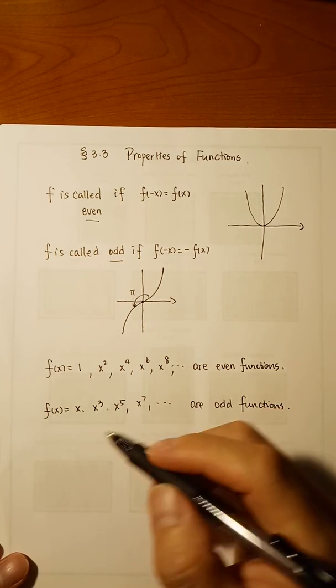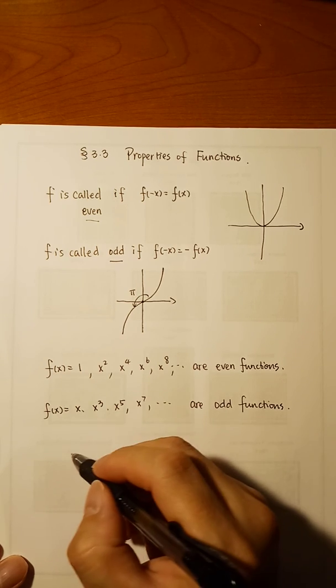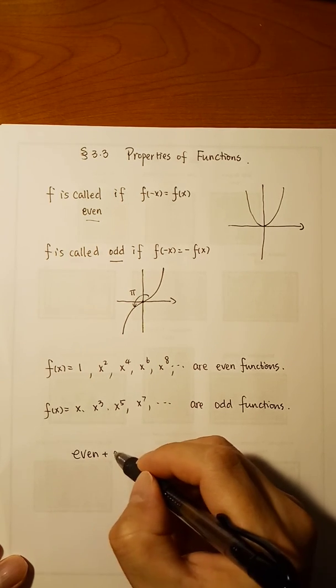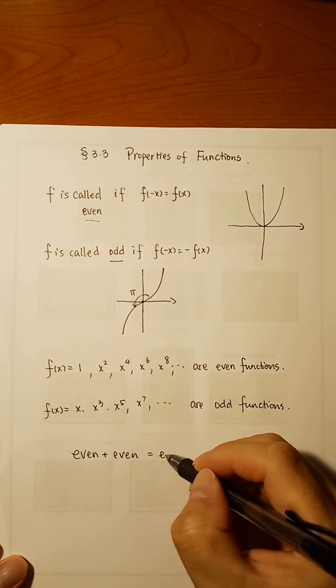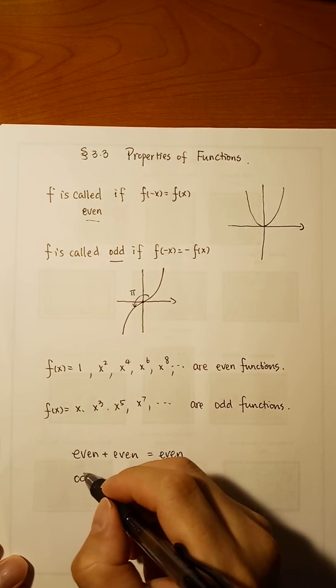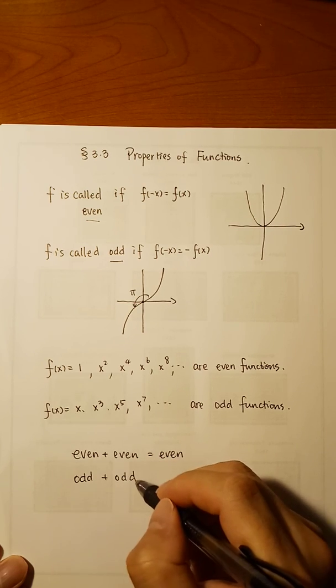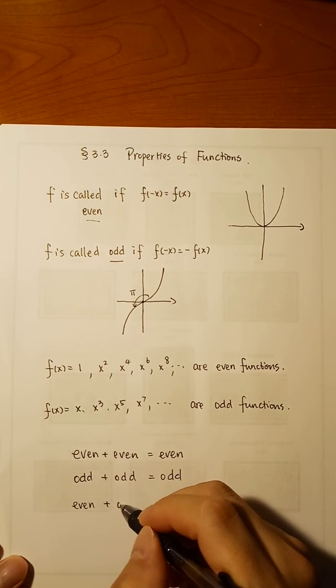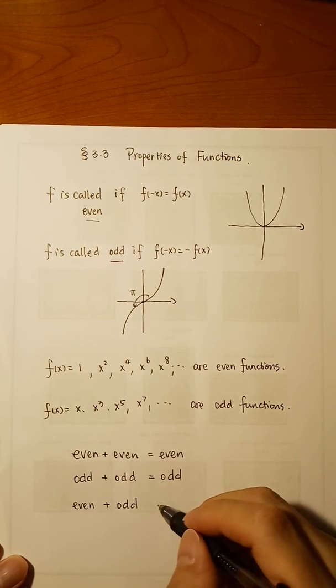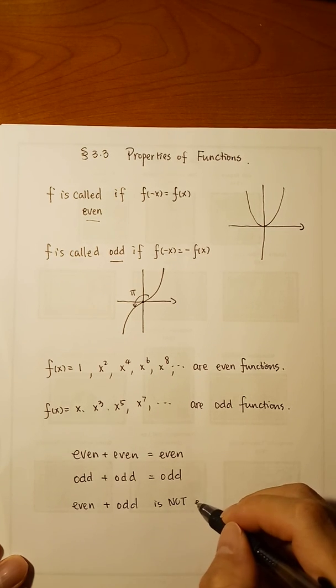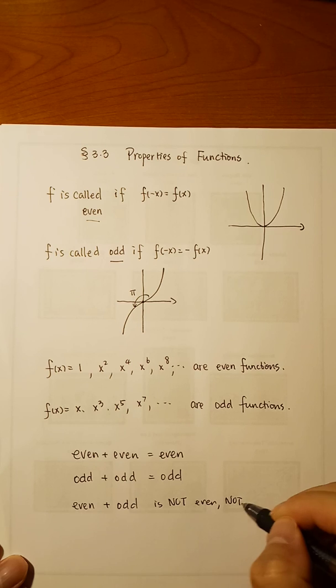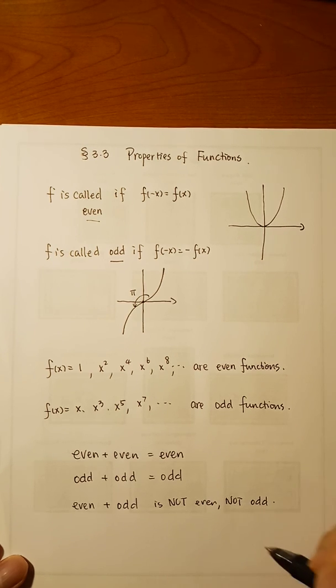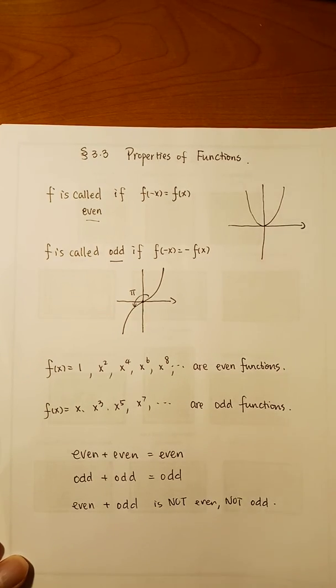We also know from the examples that if you have an even function plus another even function, it's still an even function. If you have an odd function plus an odd function, it's still an odd function. But if you mix them, an even function plus an odd function is neither even nor odd. So you cannot mix the two. That's the basic stuff we learned last time.